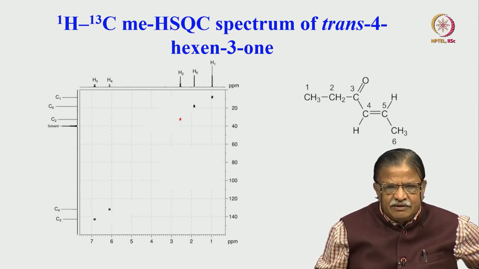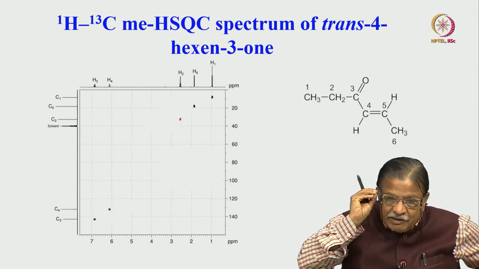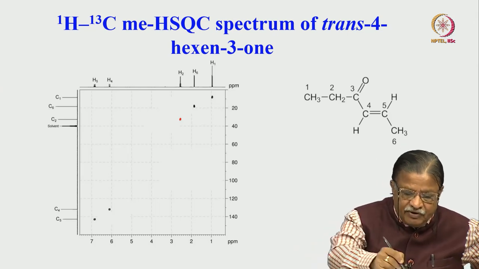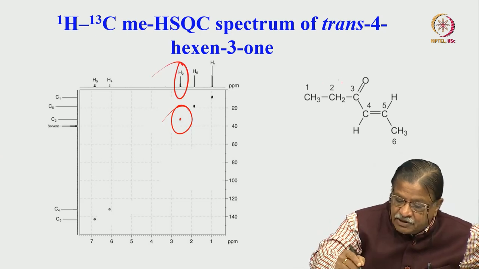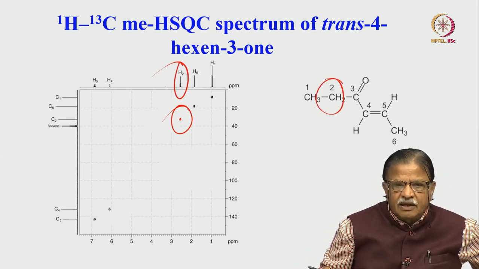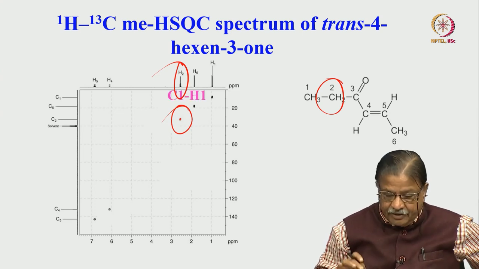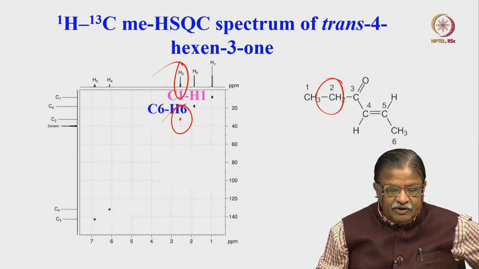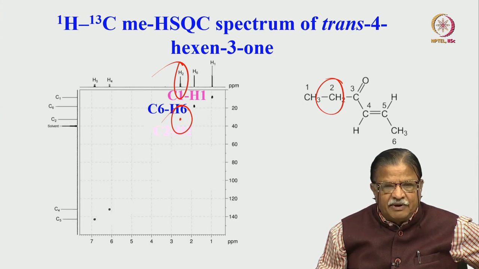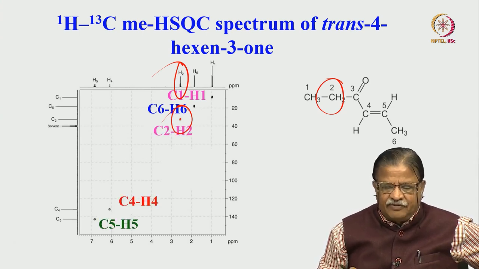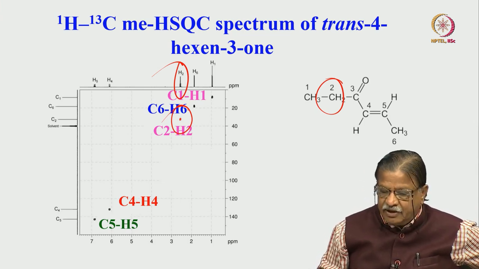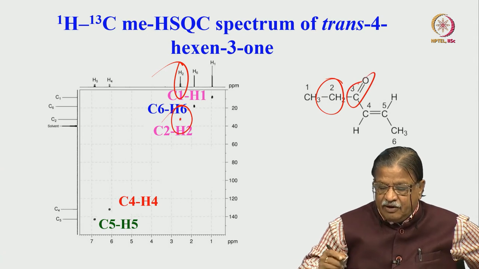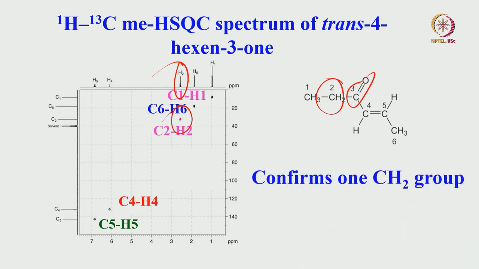Just to make you understand where we can utilize the multiplicity-edited HSQC spectrum: if you do that, you see the opposite sign here. That tells me the H2 proton must be CH2. Very easily you know that. And you know the correlations from this, the carbon chemical shifts, everything you can identify. There are only 5 protons here, 5 different correlations we are seeing. Of course, this carbon you are not going to see. It confirms there is one CH2 by this multiplicity-edited HSQC.